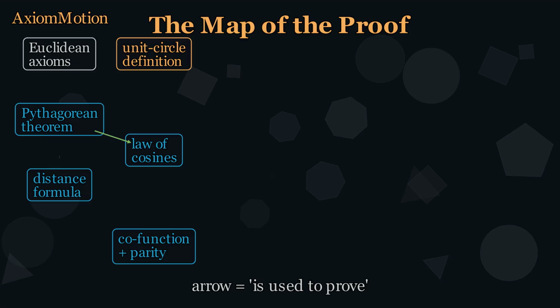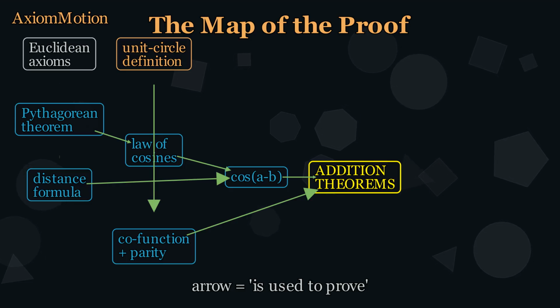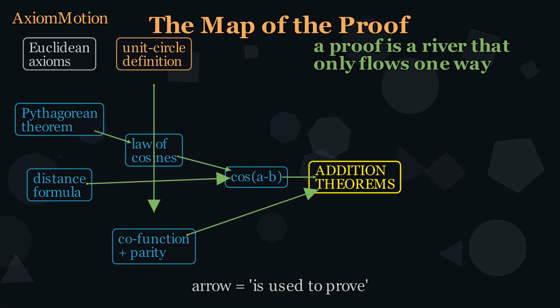The unit circle definition contributes the cofunction and parity rules. Everything meets at cosine of alpha minus beta and flows into the addition theorems. Every arrow points forward. Nothing downstream is ever used upstream. That is what a proof is, a river that only flows one way.